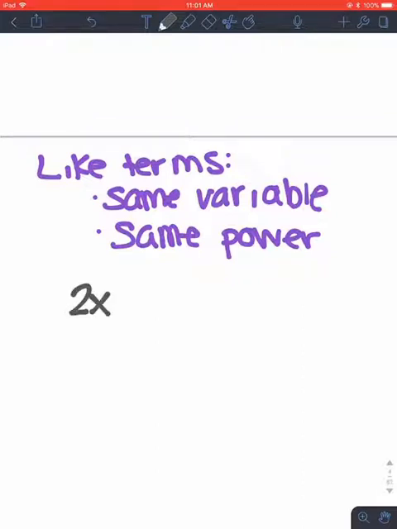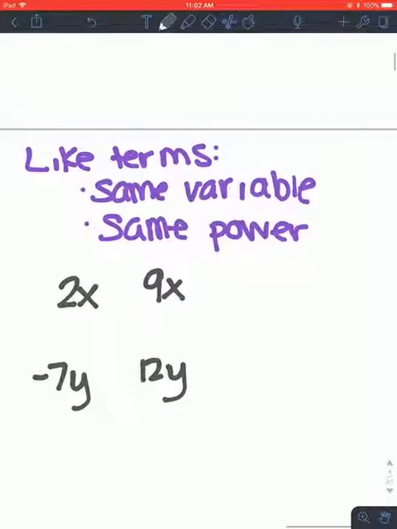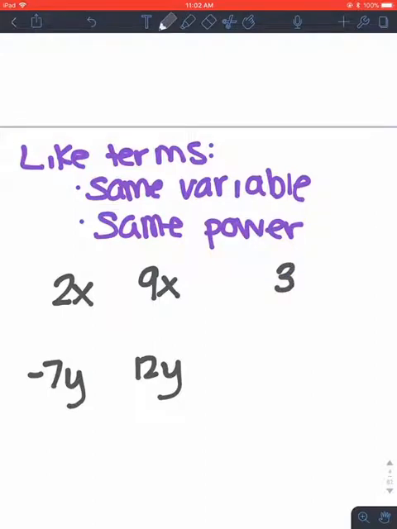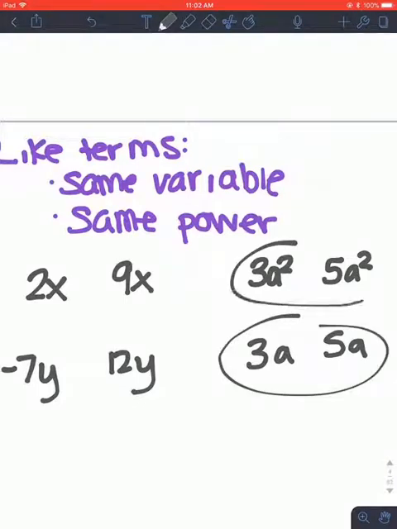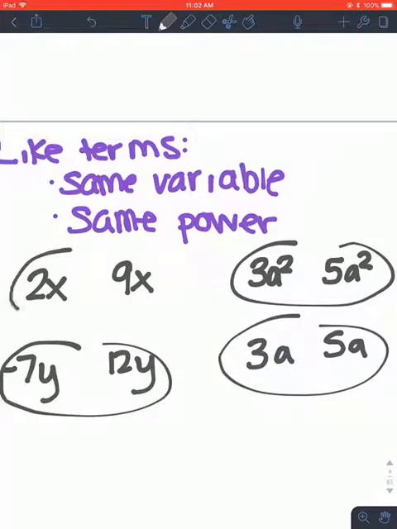Finally, like terms have the same variable and the same power. So 2x is like with 9x. Negative 7y is like with 12y. That's the same variable. And then they also have to have the same exponent on them. So 3a squared is like with 5a squared. But 3a and 5a don't go with 3a squared and 5a squared. They would go together. So these two would be like, and these two would be like.